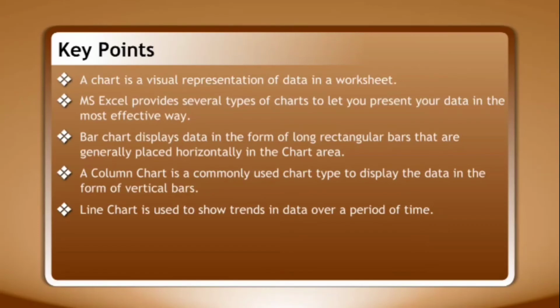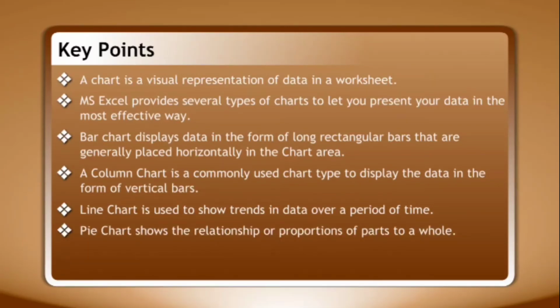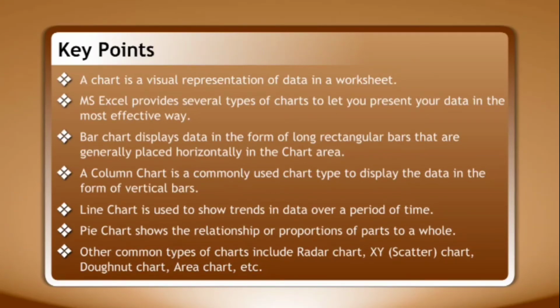Line chart is used to show trend in data over a period of time. Pie chart shows the relationship of proportion of parts to a whole. Other common types of charts include the radar chart, XY scatter chart, doughnut chart, and area chart, etc.